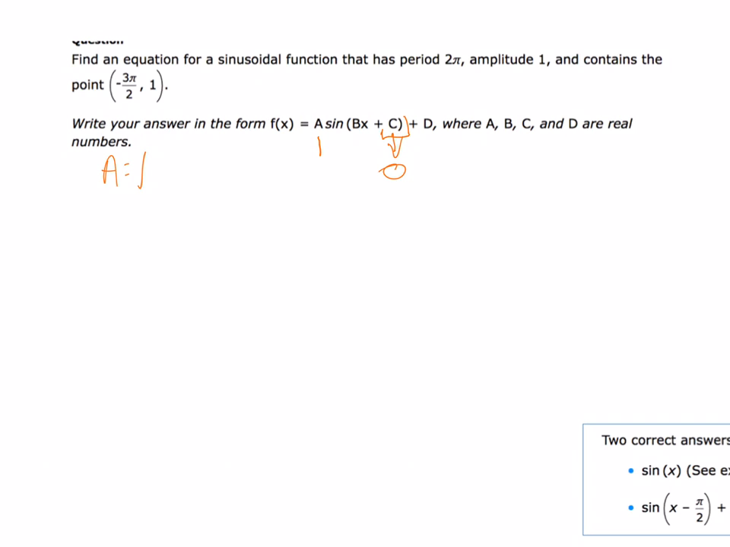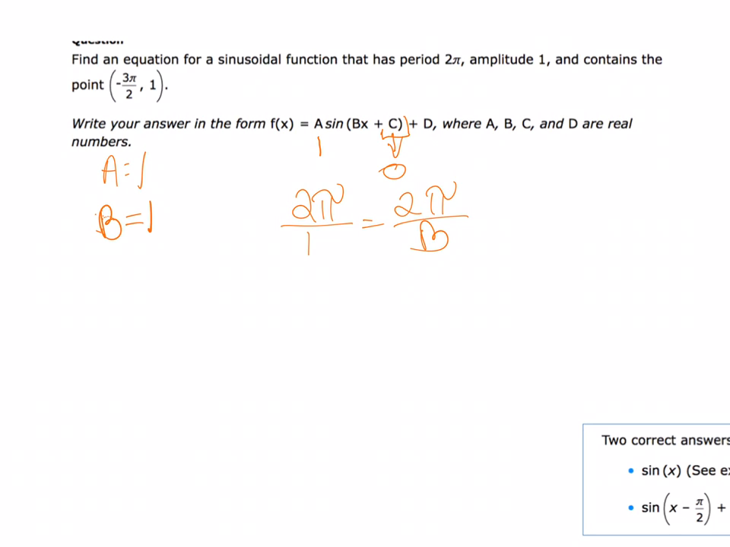So let's find B using our period. Again, our period is 2 pi. Luckily we don't really need to solve for that B because we did it on the last one. So our B here again is going to be equal to 1. Now I can just solve for D.